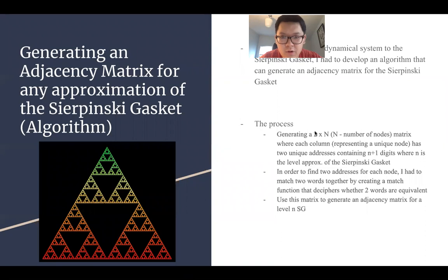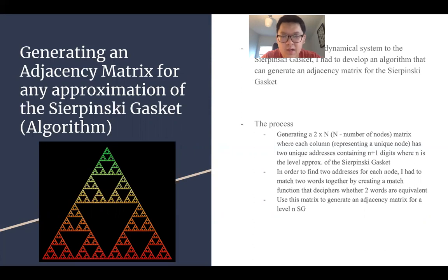So in order to programmatically apply this equation to the fractal, I first had to create an algorithm that could generate an adjacency matrix for any approximation of the gasket. An adjacency matrix would allow me to know all of the neighboring nodes for all nodes on the fractal, and would allow me to apply this equation to the gasket across all of the nodes' trajectories.